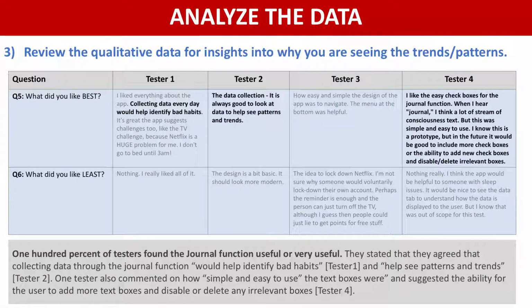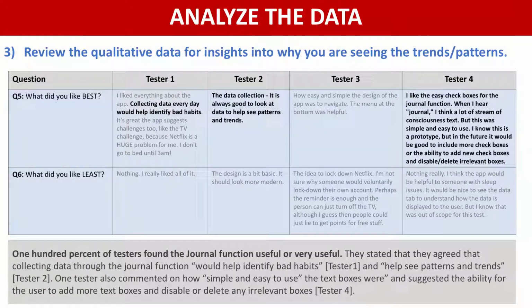So you can see here on the bottom gray box, I put 100% of testers found the journal function useful or very useful. This was our first bullet point when we looked at the data analysis from the quantitative data. So as I start to go through the qualitative text-based data from our testers, I see some insight into why they found it useful or very useful. And then I write out a summary. So you can take a look at how I wrote this out in the gray box to understand how you can write this in your own reports.